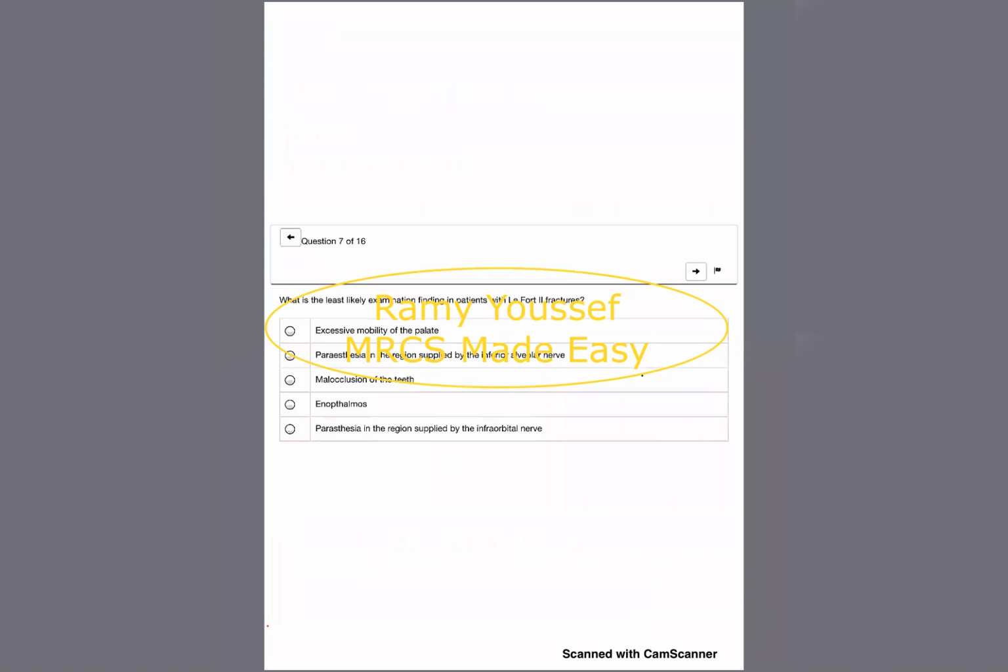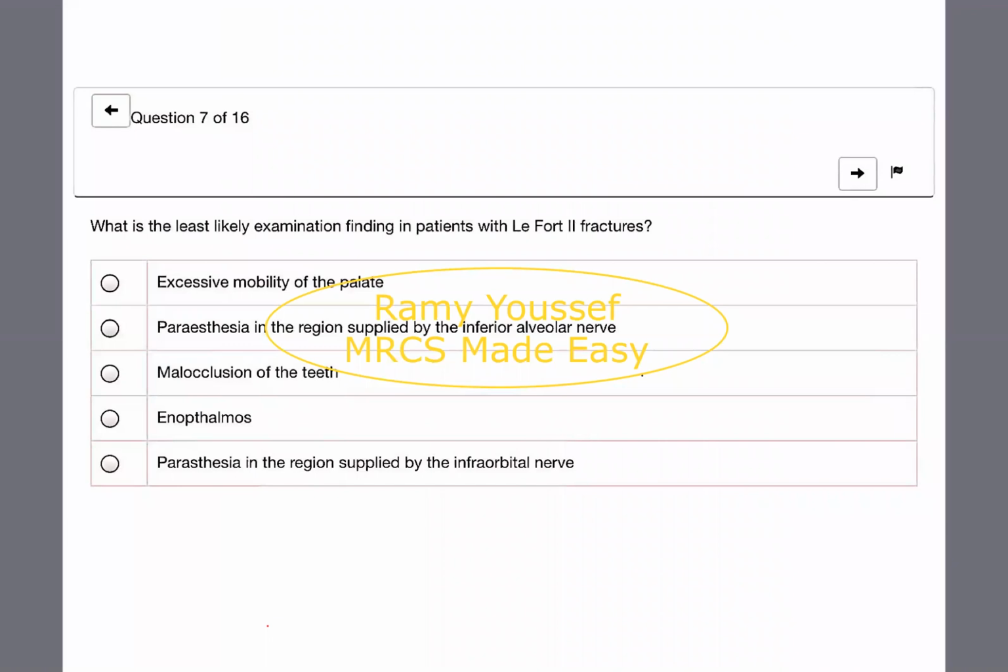Next question. What is the least likely examination finding in a patient with Le Fort II fracture? Excessive mobility of the palate, paresthesia in the region supplied by the inferior alveolar nerve, malocclusion of the teeth, enophthalmos, paresthesia in the region supplied by the infraorbital nerve. I guess the answer should be paresthesia in the region supplied by the inferior alveolar nerve.